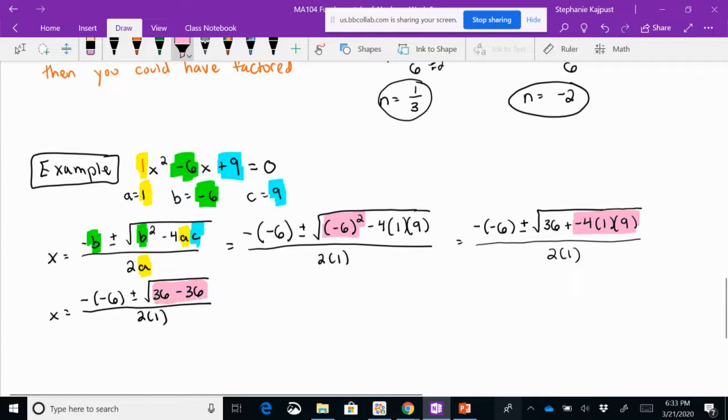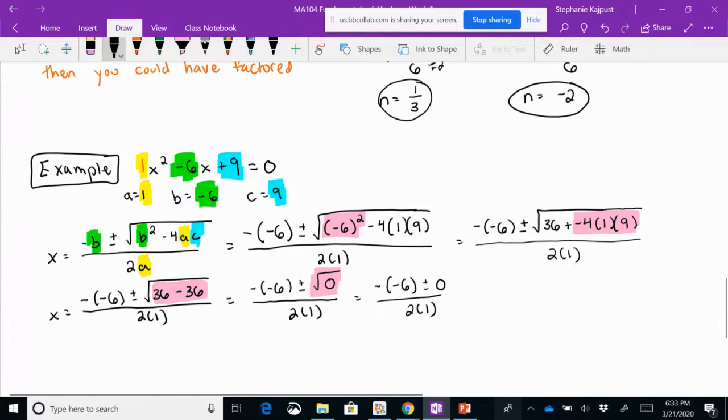So now we're going to combine what's inside the square root. In this case, it's subtraction. So we're going to do 36 minus 36. So we have -6 plus or minus, and we get 0 inside our square root, because 36 minus 36 is 0. And then that's over 2 times 1. The next step is to take the square root of 0. So the square root of 0 actually is 0. So we are going to end up with -6 plus or minus 0 over 2 times 1.